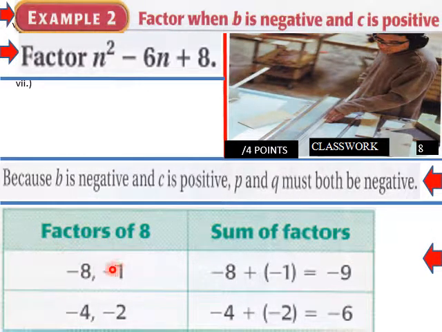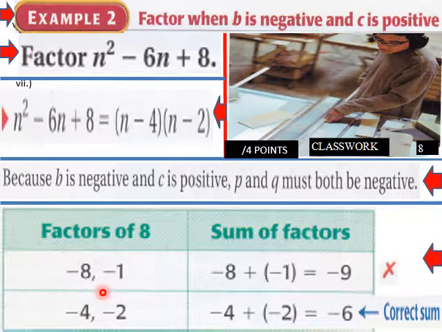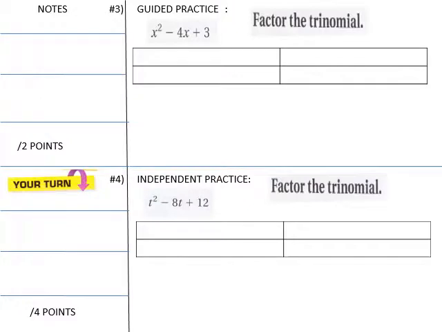So factors of 8: negative 1 and negative 8, and the sum of factors would be negative 9. That doesn't work. This works here, though. We have a negative 6 here for b, and then negative 4 times negative 2 would be positive 8. So that would be the factoring situation there. So we come up with (n minus 4)(n minus 2) for this trinomial up here.